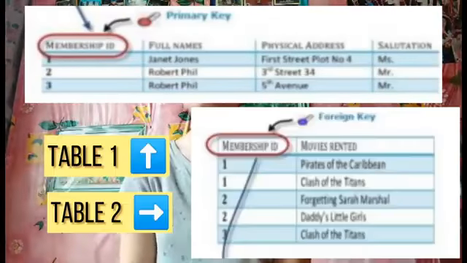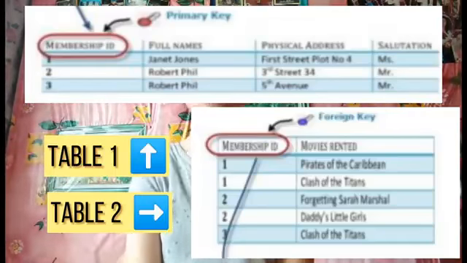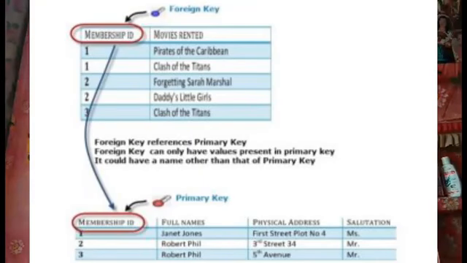The membership ID is the primary key for table 1, and for table 2 it is a foreign key. These tables show that a foreign key references the primary key of another table, which helps connect your tables. A foreign key can have a different name from its primary key, and foreign keys can be null even though primary keys cannot.